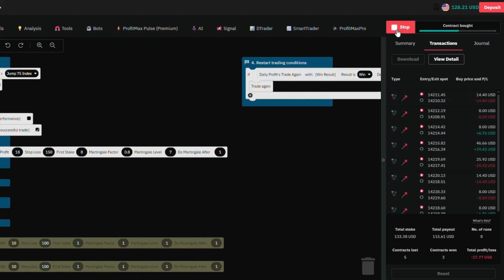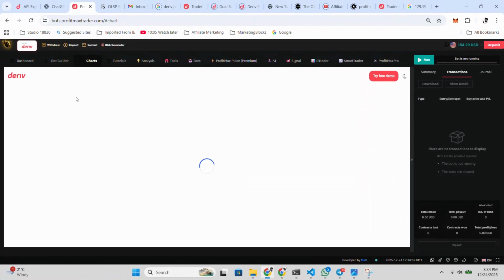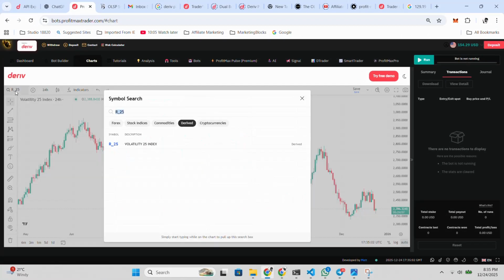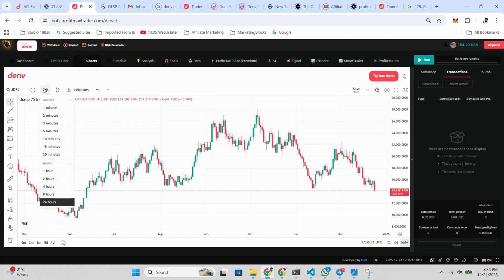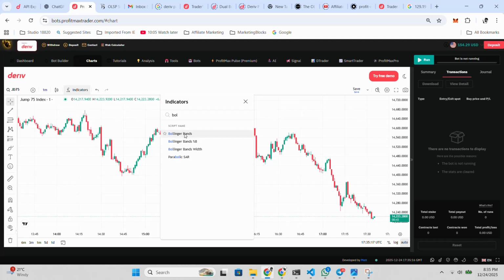Of course, you know, in rise and fall markets, it either rises, retracts, falls, retracts, like that. So let's observe. Let's see. We have recovered there. Let's stop. Again, that was not a very good entry. Let's reset. And you can see we are at $154. Jump 75, 1 minute. Indicators: Bollinger Bands and the relative strength index. Okay.